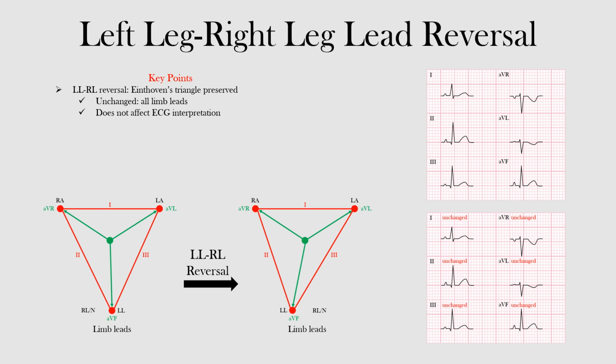Now, when the limb electrodes, that is the left arm, the right arm, and the left leg, are exchanged without disturbing the neutral electrode, which is the right leg, then Einthoven's triangle is flipped 180 degrees or rotated, resulting in leads that switch positions, become inverted, or remain unchanged, depending on their initial position and vector.